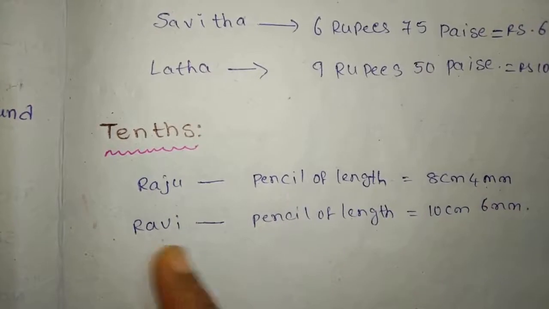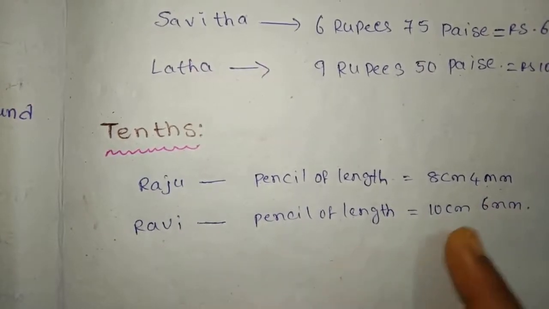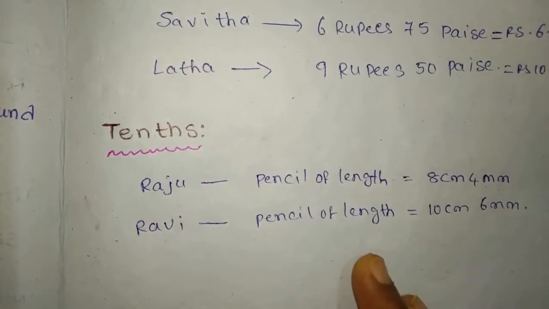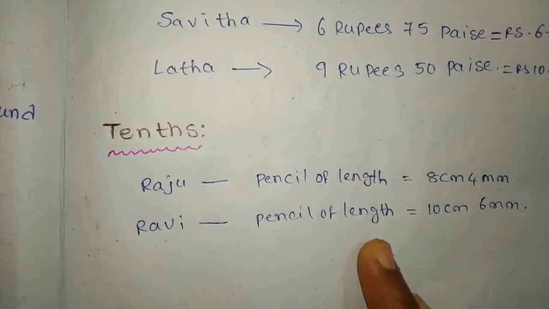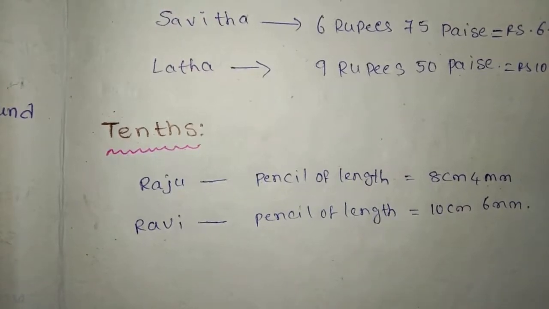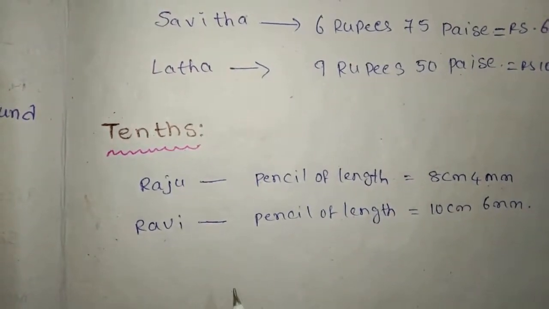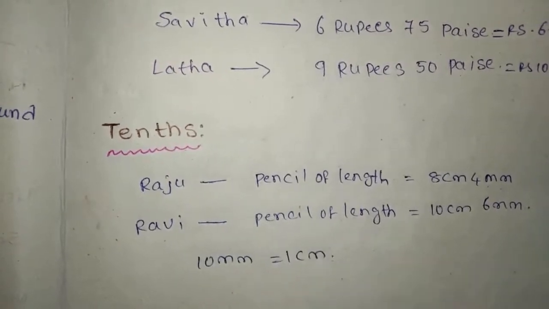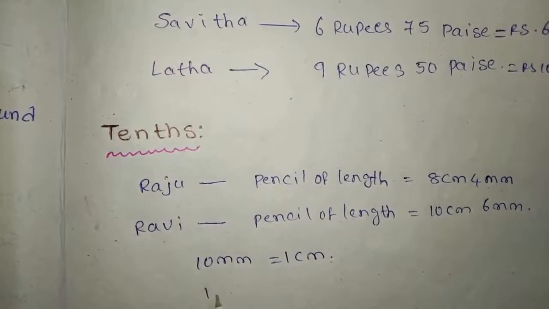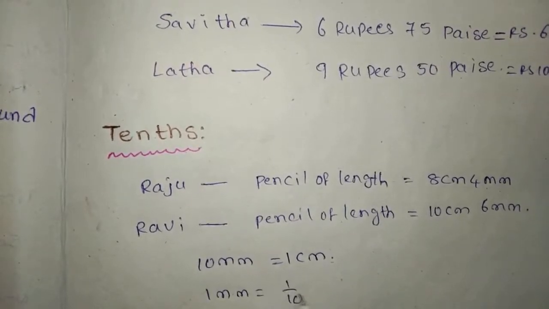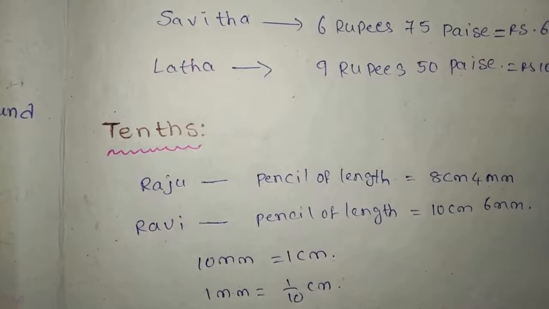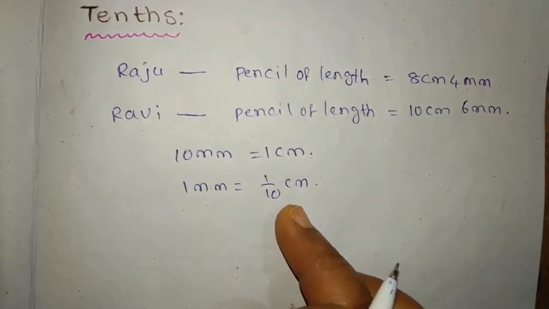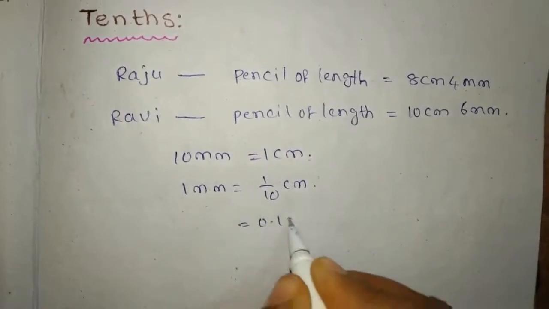Then Ravi has a pencil of length 10 centimeters 6 millimeters. So, how to represent the length of the pencils as a decimal number? As we know, 10 millimeters equal 1 centimeter. Then 1 millimeter equals 1 by 10 centimeter. So, here 1 by 10 centimeter can also be written as 0.1 cm.